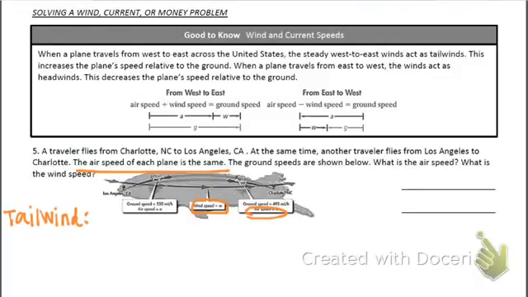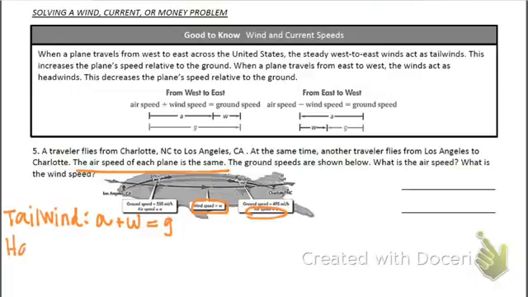Okay, so tailwind. My airspeed is the same for each one, so it's going to be A. And then if I have a tailwind, am I adding the wind speed or subtracting the wind speed? Is the tailwind helping me or hurting me? Helping, so we're going to add. So plus W. And we're going to call the ground speed G. Okay, so A plus W equals G with the tailwind.